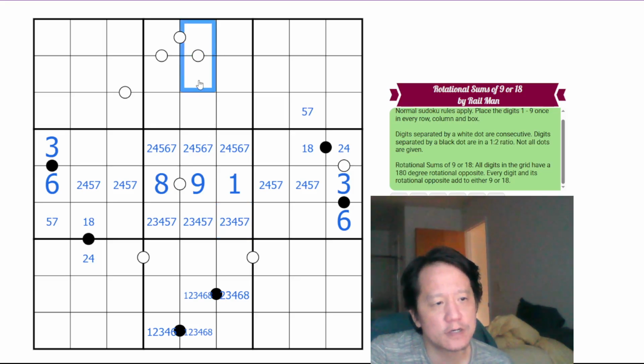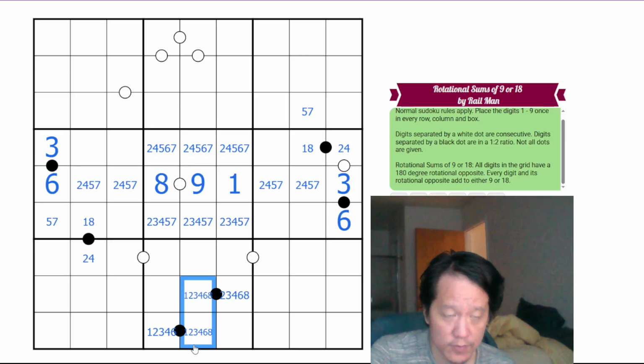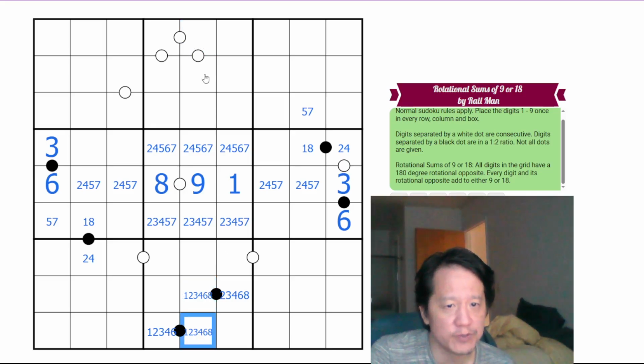These digits are consecutive. So therefore, these digits must also be consecutive. Because if they aren't consecutive, the problem is that this adds up to 9 with this, adds up to 9 with this, then obviously they have to be consecutive, right? Because there's only a difference of 1 between those.